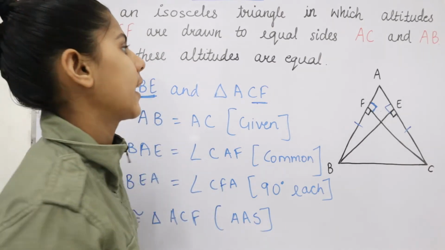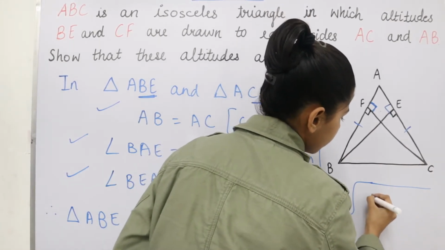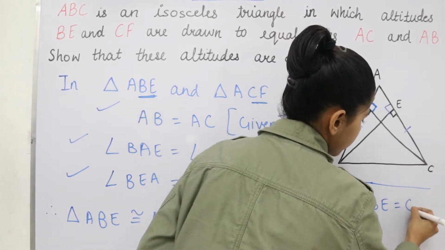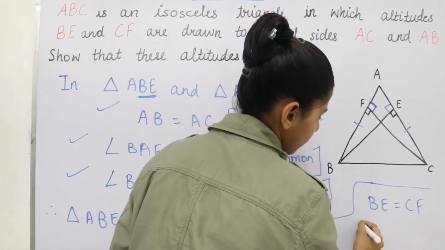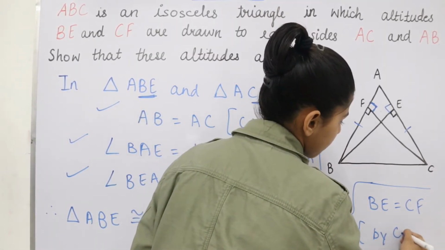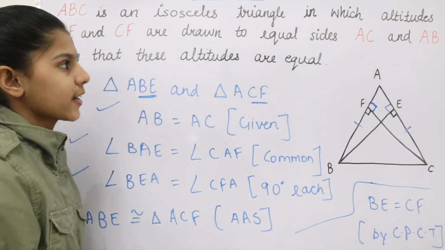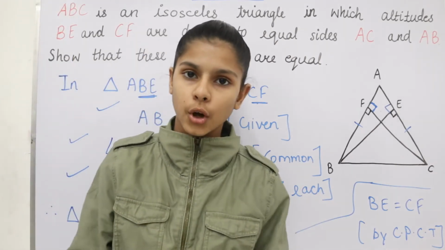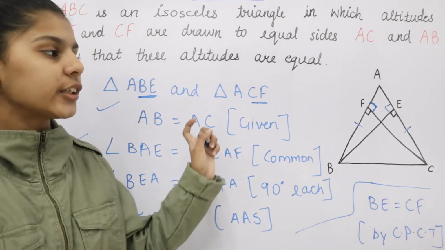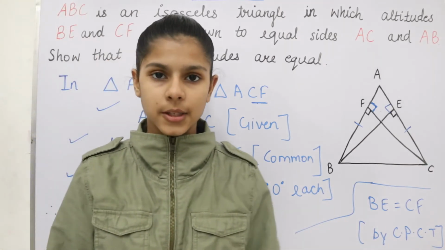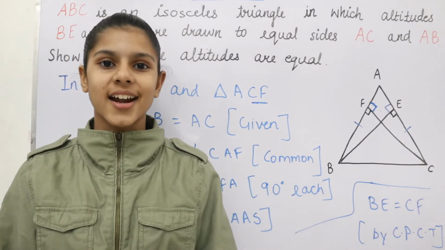So hence we can write that BE is equal to CF, and in the bracket the reason which we are going to give is CPCT. So hence this was the question. We have proved them congruent, and then we have proved that the altitudes are equal by CPCT. So this was all about this question. Now let's move on towards our last question.